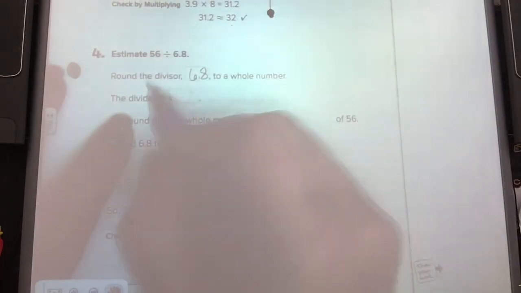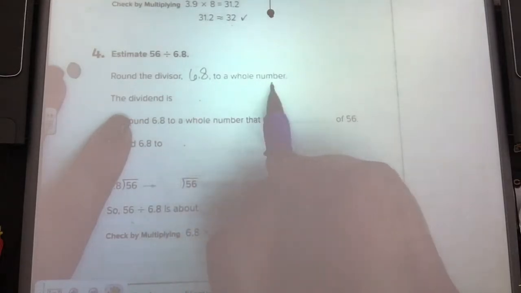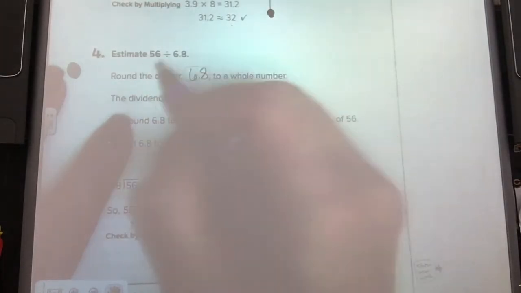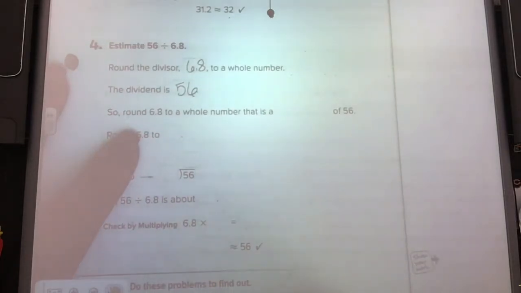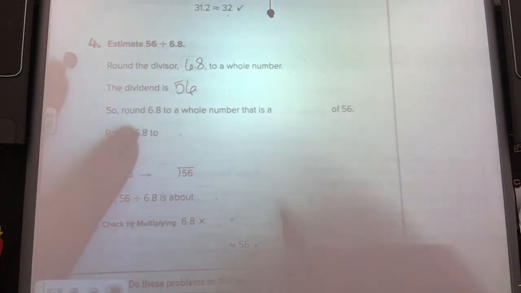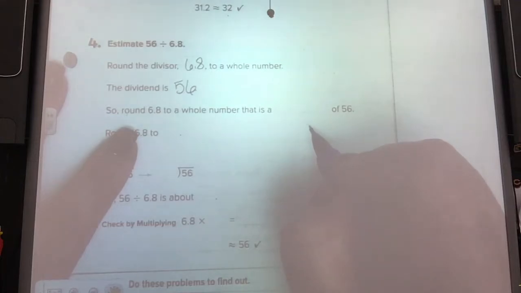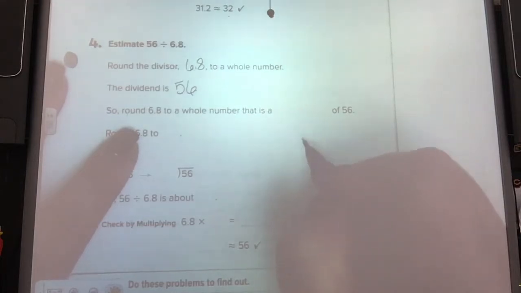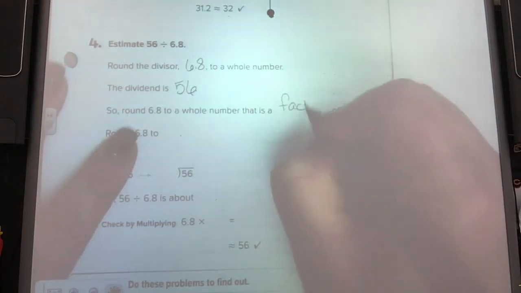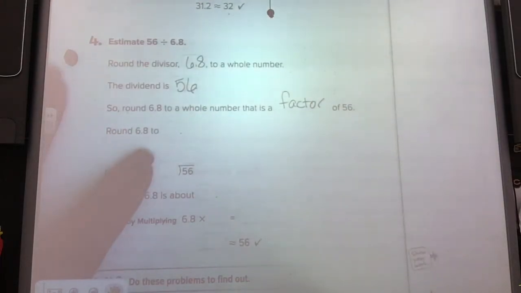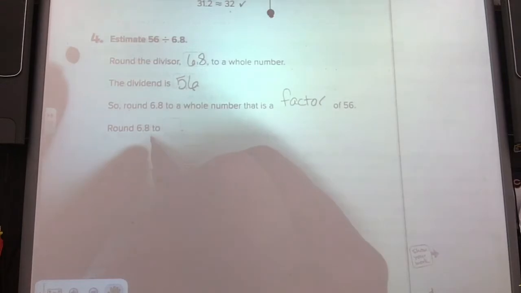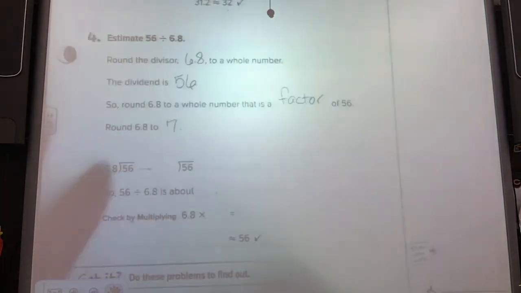This says the divisor is 6.8 to a whole number. The dividend is what? It's 56. I'm sorry, my fault. So round 6.8 to a whole number that is a what of 56? Factor. It's got to be a factor of 56. Remember all that factoring, numbers that go into other numbers? So we're going to round 6.8 to 7.